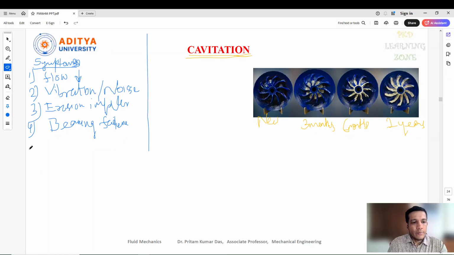Now these are the symptoms. Once the symptoms are identified, we need to take precautions, take care of it, or avoid it. So to avoid this, what are the other things we can do? That is, how do we avoid this cavitation, or what precautions can be taken for this?